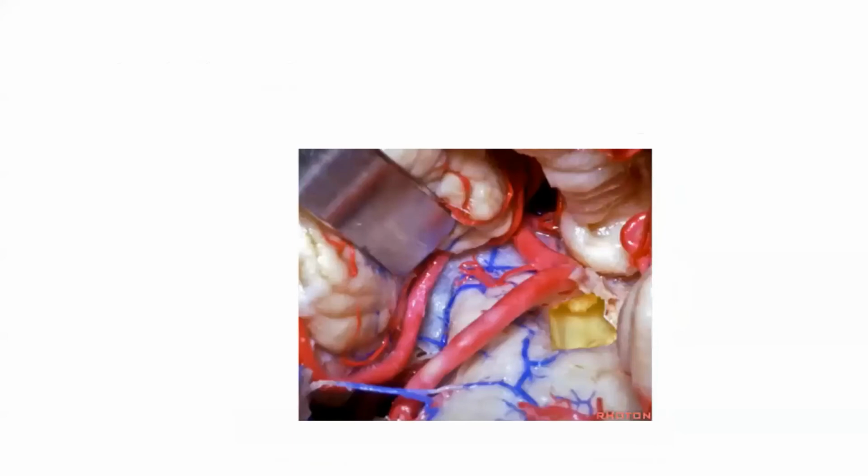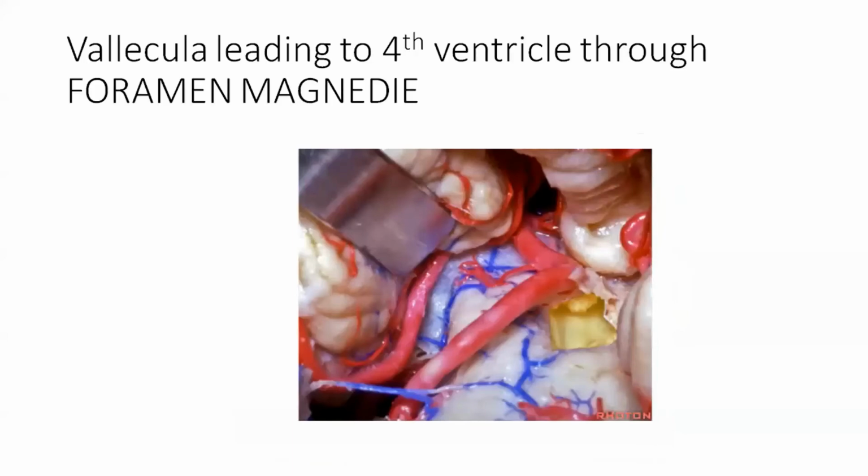Okay, so this is arterial anatomy, and this is part of the PICA. You can see it's the PICA, which has branches, and this is the foramen of Magendie, the uvula. And this is the inferior cerebellar peduncle, which connects the medulla to the cerebellum, and this is the floor of the fourth ventricle.